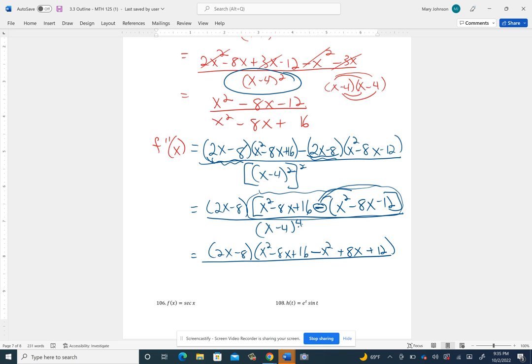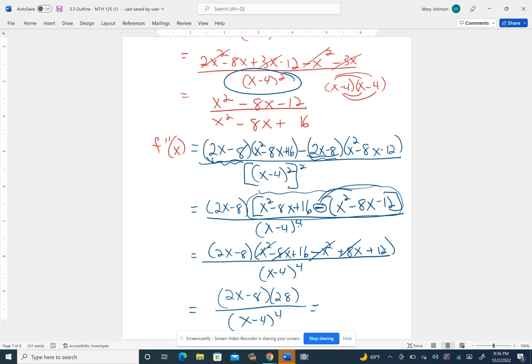Okay? And I'm trying not to lose track of where I'm at and what I have. All right. So we basically have it. We just need to work on simplifying. So the x squareds are gone. The 8x and the negative 8x cancel. I wind up with a 2x minus 8. And I also have a 16 plus 12. So that's 28 right there. And then I have this x minus 4 to the 4th power.